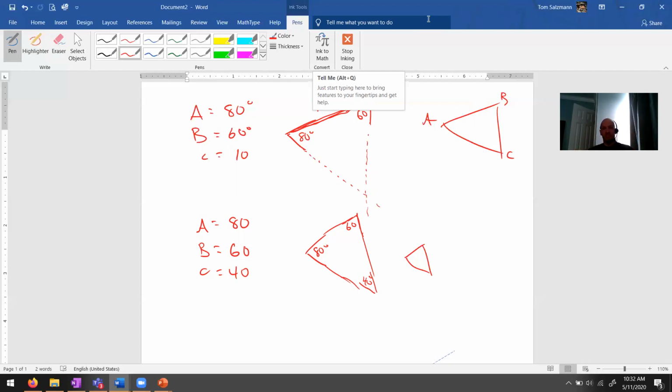My apologies. It is allergies time for me. All right, so that's one unique way we can draw this triangle if I give you this information.